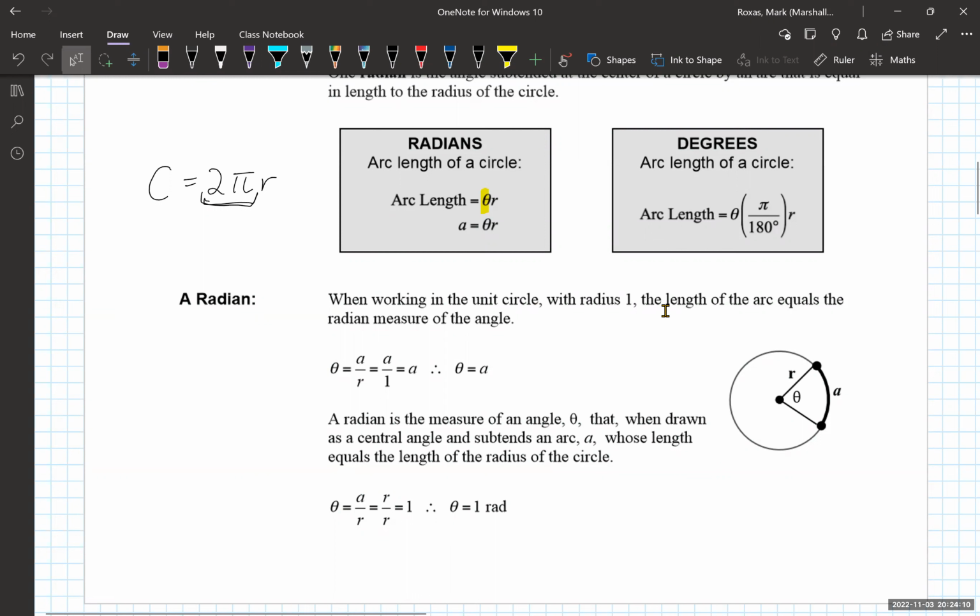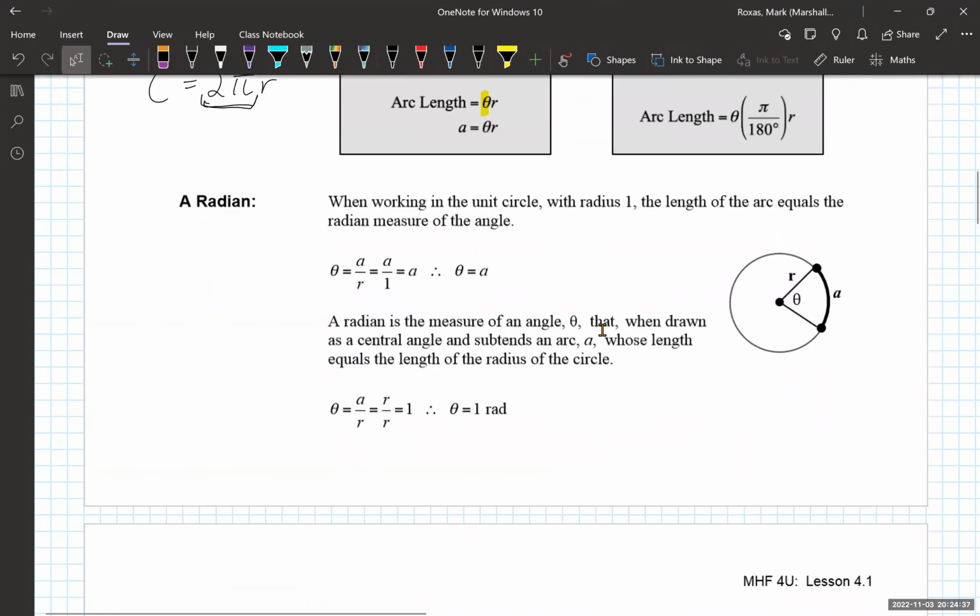When working with a unit circle, with a radius of 1, let's make it simple. The length of the arc is basically the radian measure of the angle. If you take the formula a equals theta times r and make the radius of the circle 1, then your arc length is just the radian angle theta. So theta, the arc length, is the radian.